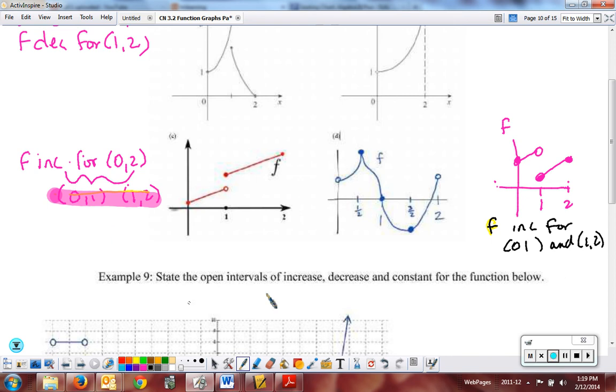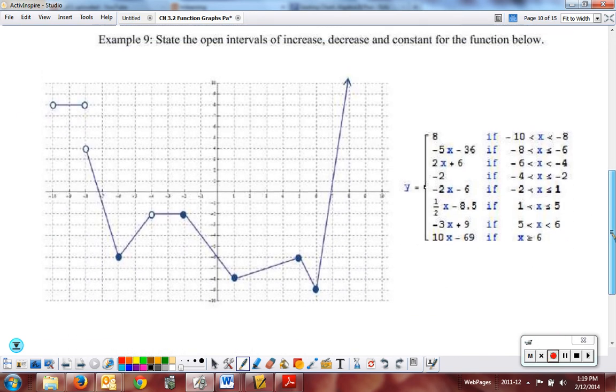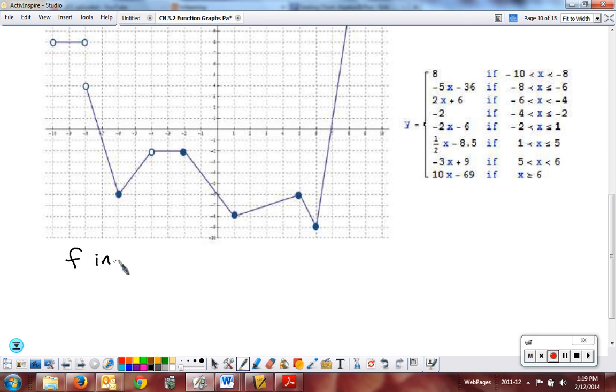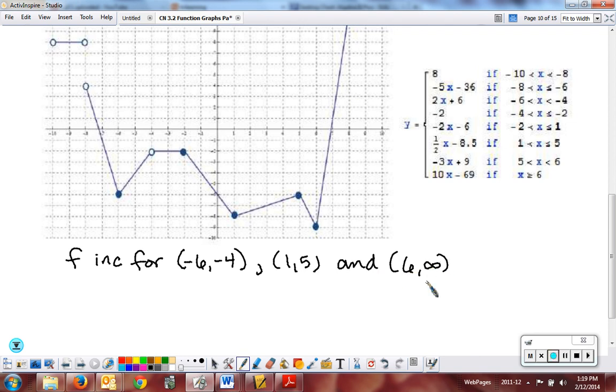All right, let's come down to our little example that we've been working on. We want to state the open intervals for which I have increase, decrease, and constant for the function below. Let's do the increasing first. F increases for -6 to -4. Is there another one? 1 to 5. And 6 to infinity. Am I good?